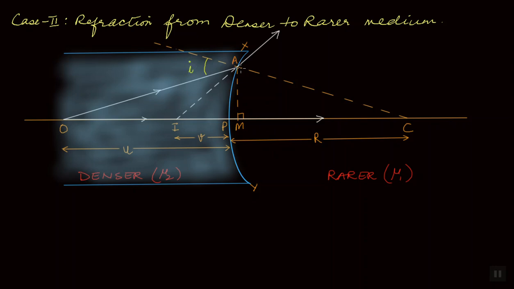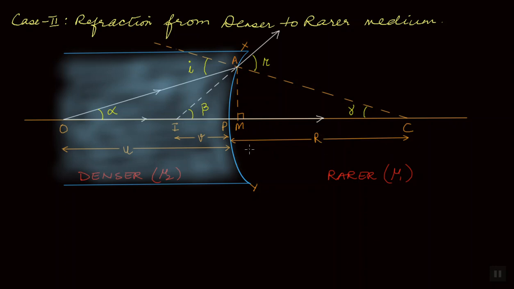Understand? So now it will refract away from the normal, yes or no? Because it is going from denser to rarer medium. So this is the refracted ray and this is the normal. So this angle is the angle of refraction r. This angle here is alpha, i here will be beta, and lastly this will be gamma. The distance from I to P is the image distance v, O to P is the object distance u, and P to C is the radius of curvature R.